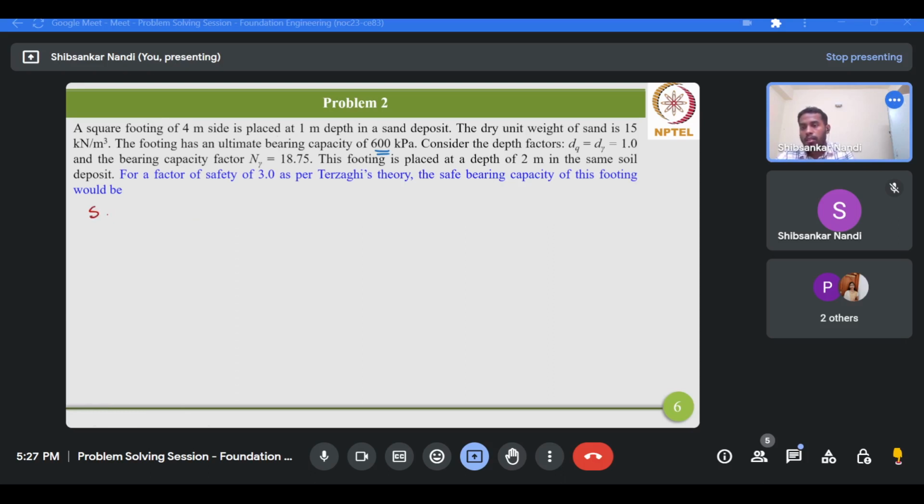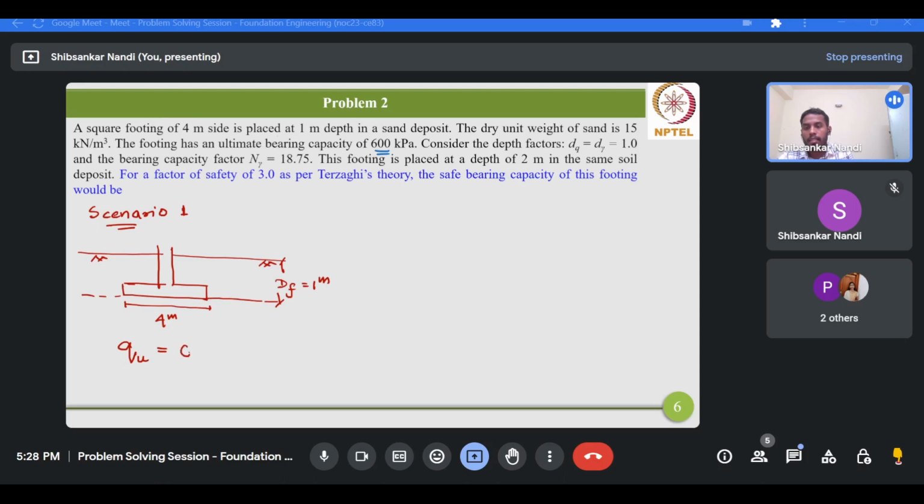So first, scenario 1. In scenario 1, this is a square footing of size 4 meter. Now this is placed in a sand deposit at a depth of 1 meter. So this is Df equals 1 meter, and as per Terzaghi's theory, the ultimate bearing capacity is calculated as 600.